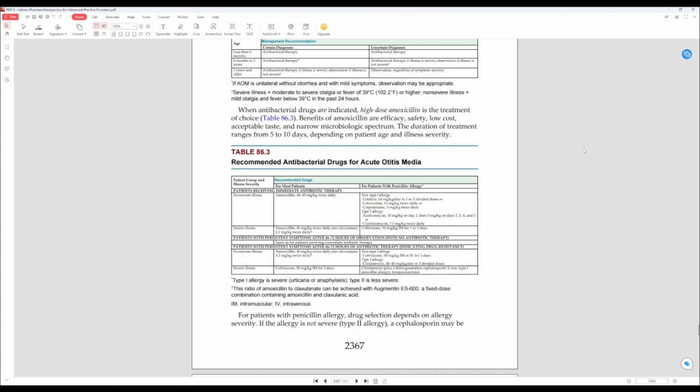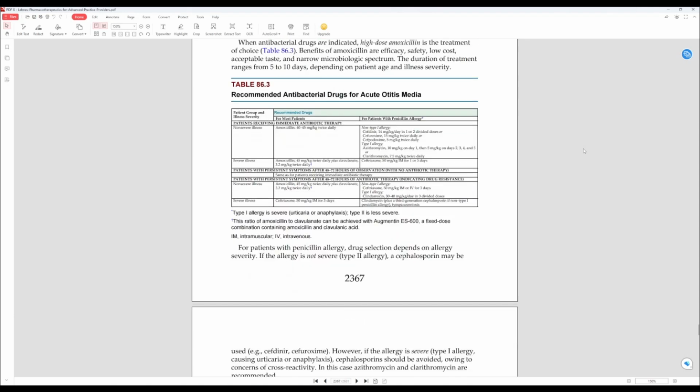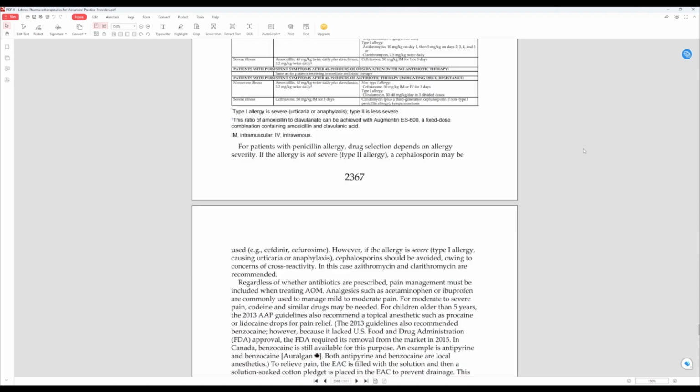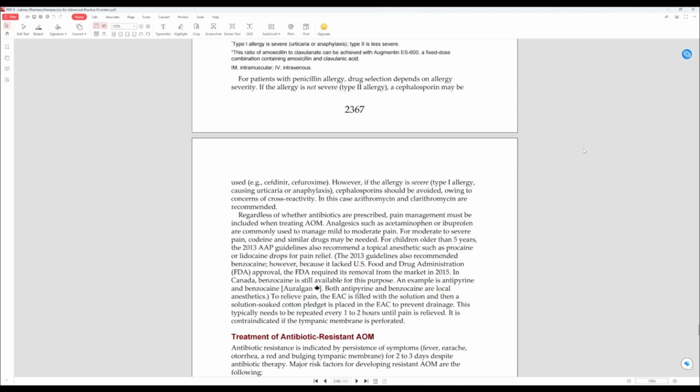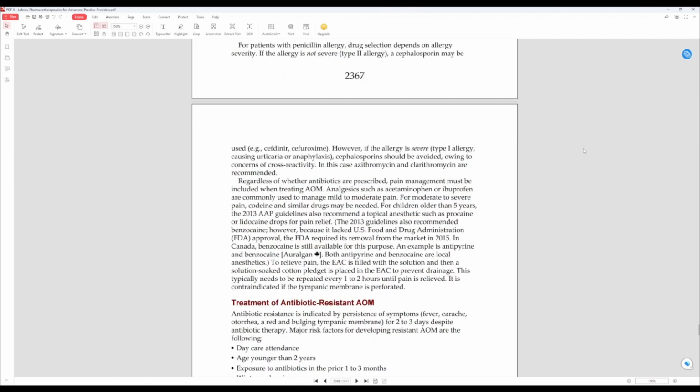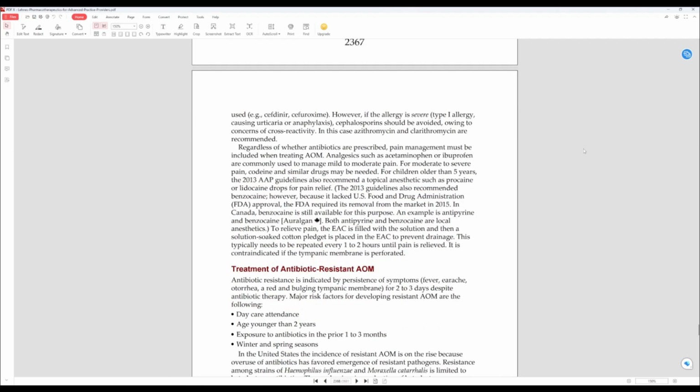For patients who have a penicillin allergy, drug selection depends on allergy severity. If the allergy is not severe, a cephalosporin may be used. However, if the allergy is severe, cephalosporins should be avoided owing to the concern of cross-reactivity. In that case, azithromycin and clarithromycin are recommended.